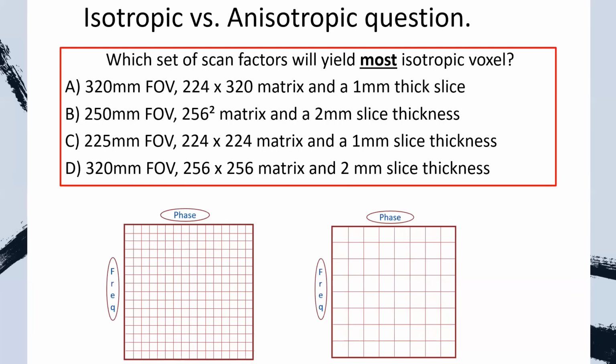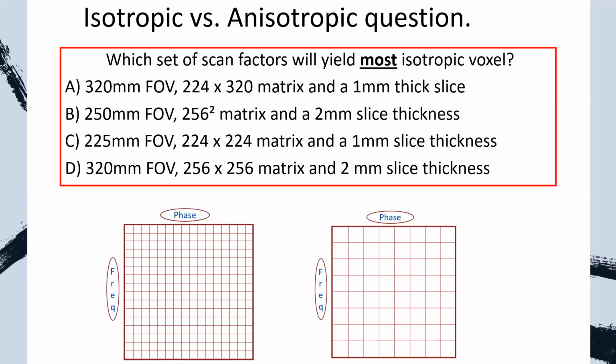Okay, so here's another question. Which set of scan factors will yield the most? Key term here is most, underlined, right? Which one is going to yield the most isotropic voxel? Okay, so you look at these 4 answers and you go, all right, which one is outright not going to be isotropic in any way, shape, or form? Well, hopefully you said A, because the matrix is not square. Okay, so now your choices are down to B, C, or D.